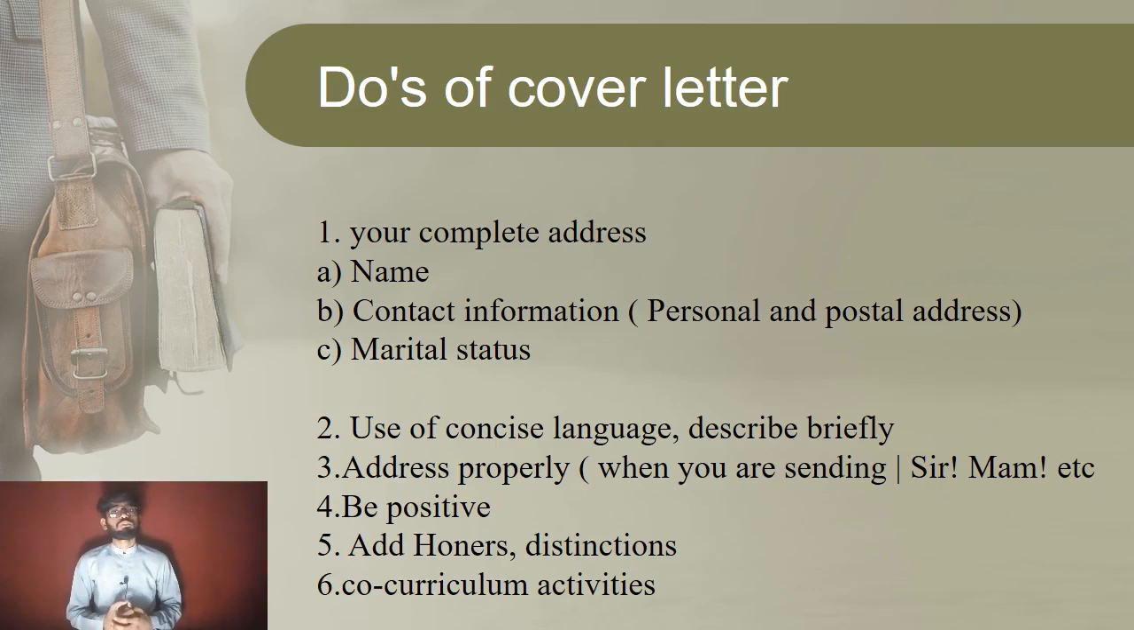At the fifth point, you have to mention honors and distinctions. For example, if I am a gold medalist, I will mention that I am a gold medalist in BS English Linguistics and Literature or in an MPhil English Linguistics and Literature. Whatever your domain, you have to mention your honors, and it will really create a distinction from other fellows. The sixth point is co-curricular activities. Always mention your co-curricular activities. You are not just a bookworm. You have to mention your other capabilities too.